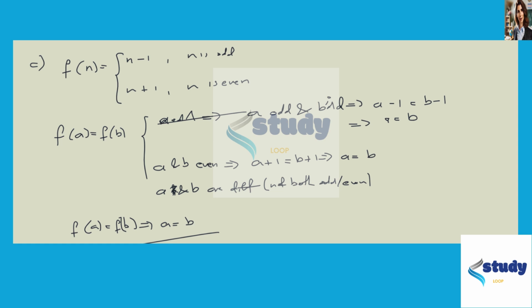Then it is an onto function because if m is even, then f(m minus 1) is equal to m. Now if m is odd, then f(m plus 1) is simply m. So it's an onto function.